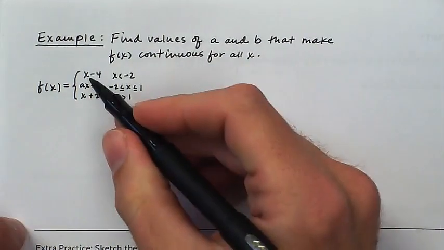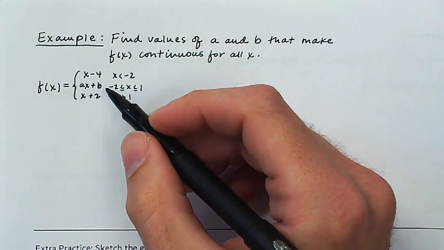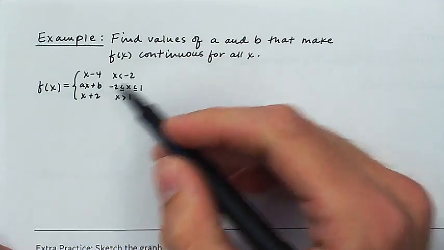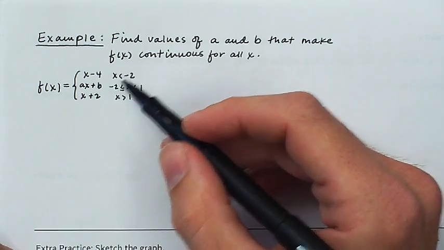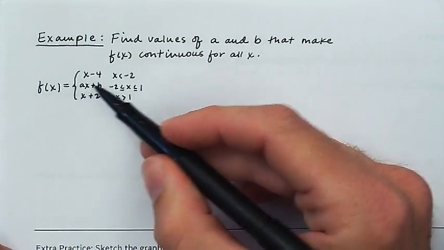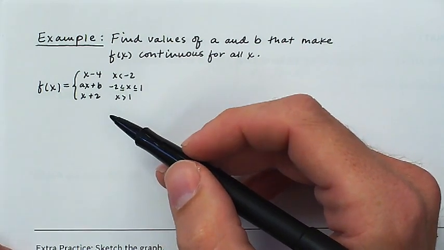And then there's this other one where we've got 3 pieces of function, which is definitely something that could happen. You could have any number of pieces of function. And you might be asked to find the values of a and b that make f of x continuous for all x. So I need to do the same thing, but at 2 different places. But notice how I've got 2 unknowns here. That's going to bring up a 2x2 system of equations.